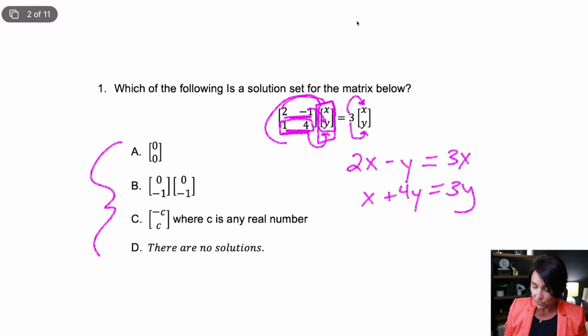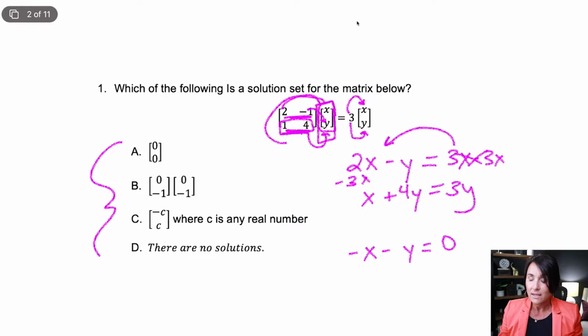So I'm going to use algebra, and I'm going to move my variables all to one side. If I want to move this 3x over to here, I need to subtract 3x. What I do to one side, I need to do to the other, and that gives me negative x minus y equals, and in this case, it's 0, because there's nothing else on the other side of that equal sign. Same thing, I want to subtract 3y here, subtract 3y here, and I get x plus y equals 0.